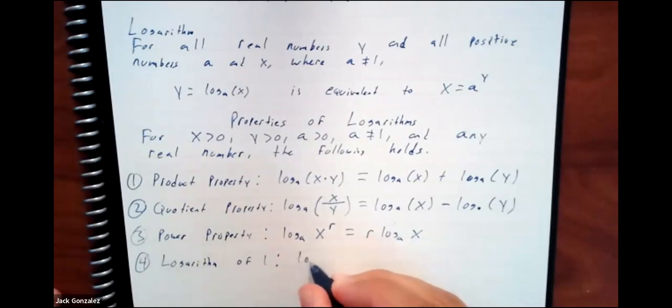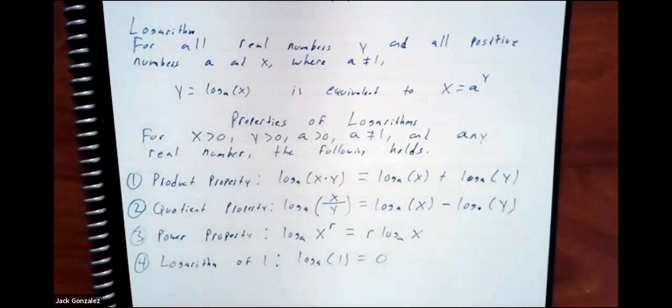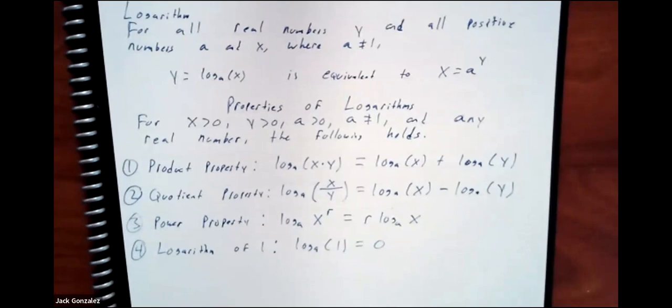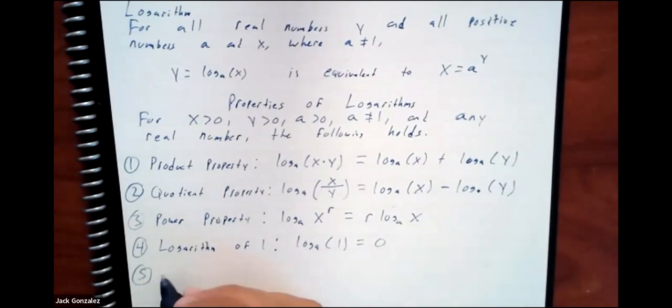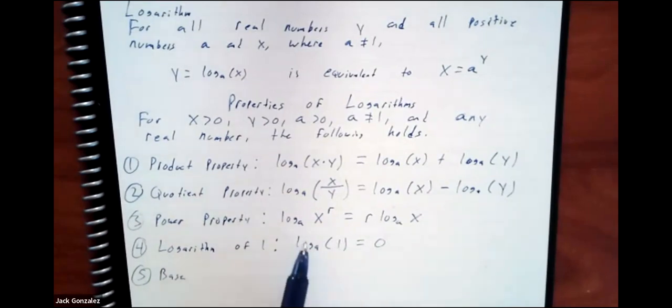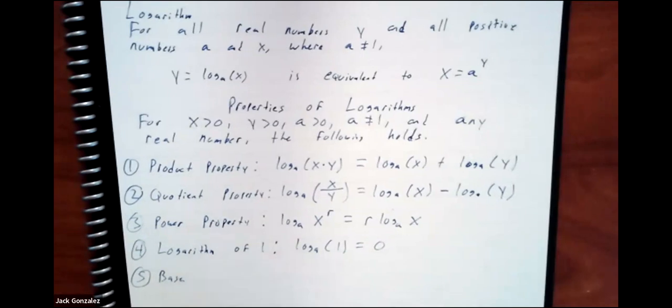Now, if you put a 1 inside any log, it's going to be 0. Doesn't matter what base. If you see a 1 inside, it's 0. And the base is always right underneath the log, as a subscript. So A is the base.